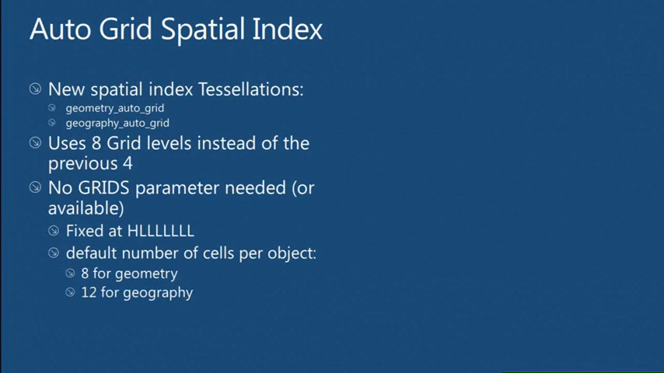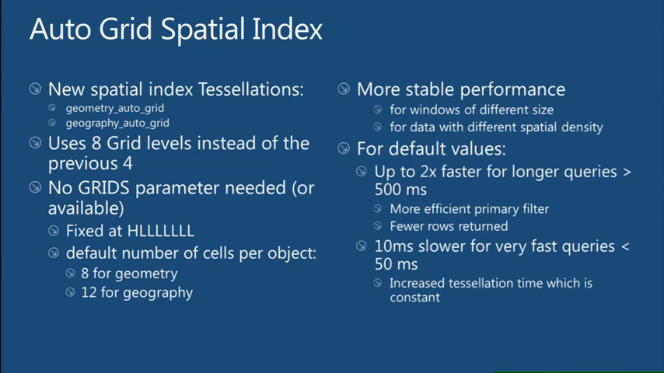So let me also quickly talk about the new spatial index that we have, that is the default index. It's basically an auto grid, so we are using 8 gridding instead of the 4 that I explained to you. And there are no gridding parameters needed because we basically have the density fixed. There are also different default numbers of cells per object for this than for the other case. So it's 8 and 12 here. For the other one it is 16, but you can still override it.